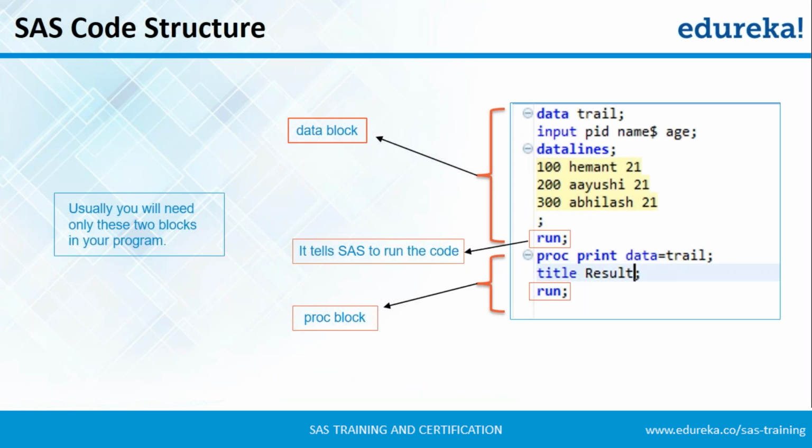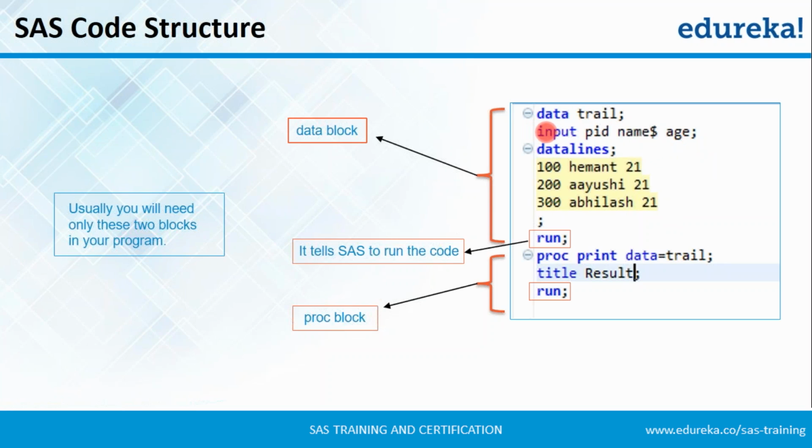So this is a sample code, guys. What this code is actually doing is defining a data set called trail, right? And this data set will have 3 columns, which are PID, name, and age, right? So now PID is nothing but a number value, right? Name is a string, and whenever you have a string, guys, you have to attach a dollar after it, right? So if you attach a dollar after it, SAS will understand, okay, this is a string. And then you have age, which is again a numeric value, right?